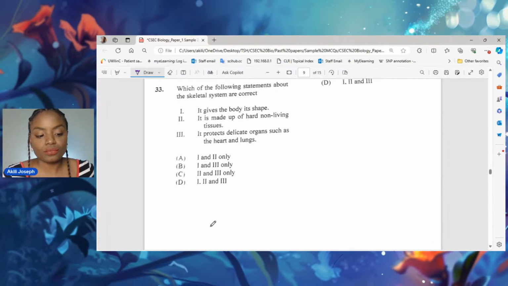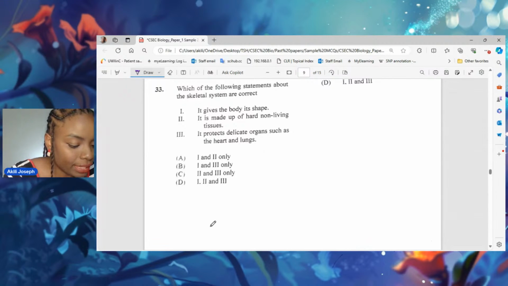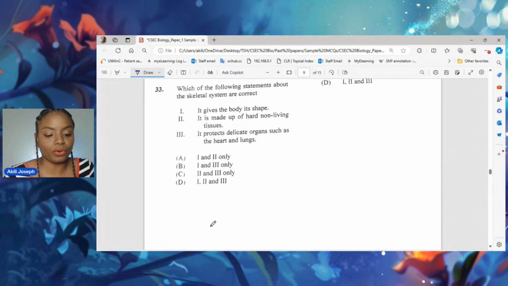(33) What is correct about the skeletal system? We're indecisive. Some people are saying B, some people are saying D. I've seen an occasional C, but we seem to be stuck between B and D. So we all agree that it gives the body shape and that it protects delicate organs such as the heart and the lungs, but we're not too sure about 2, right?